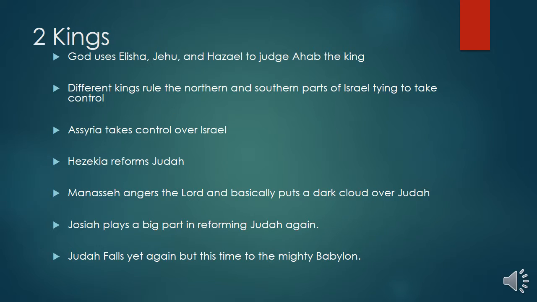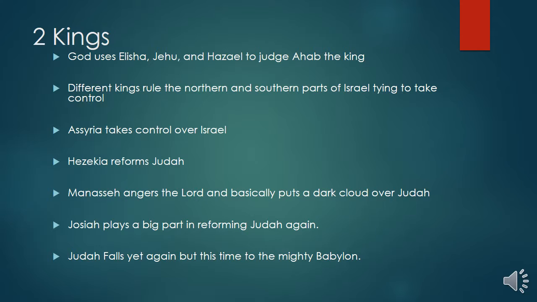Different kings then rule the northern and southern parts of Israel, trying to take control. They can't agree on one ruler. So it's a constant struggle and difference between different leaders trying to take control of the northern and southern halves of Israel. Assyria then comes to take control over all of Israel. Hezekiah, again, pardon my pronunciation, reforms the kingdom of Judah.